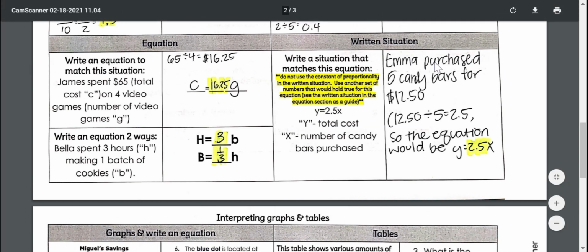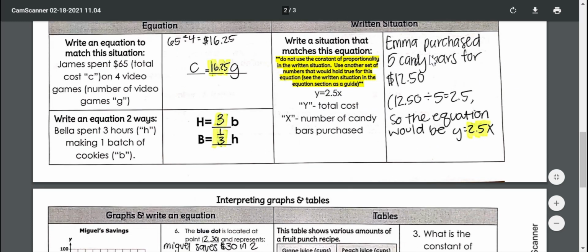So I said Emma is going to purchase 5 candy bars. Well, if 5 is the number of candy bars, I need to make sure the total cost is 2.5 times 5, which is $12.50. So my sentence is Emma purchased 5 candy bars for $12.50. Okay, $12.50 divided by 5 is $2.50. So the equation would be y equals 2.5x. So you're just using your equation to write a situation with different numbers that would hold true for that equation.